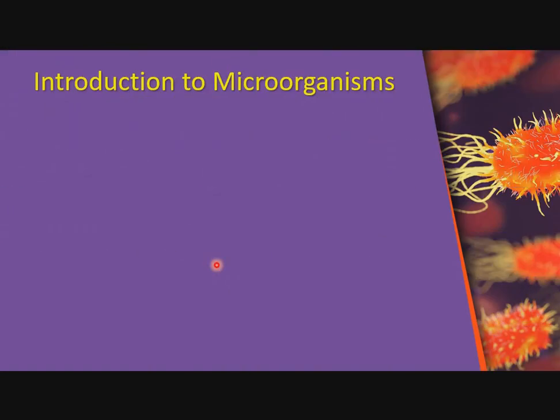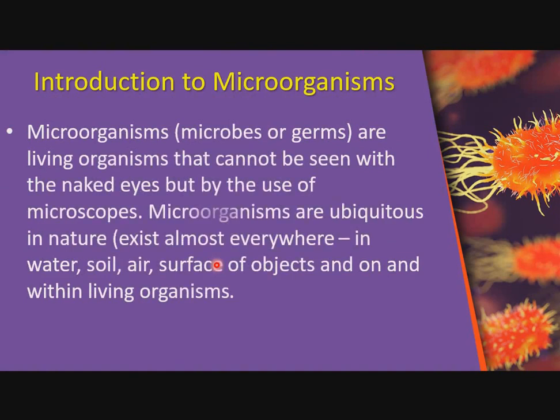And what are microorganisms? Microorganisms are living organisms that cannot be seen with the naked eye, but by the use of microscopes alone. We call them microbes or germs. They were first discovered by a scientist called Anthony van Leeuwenhoek in the year 1674. He used a simple microscope and discovered that rainwater collected from pools was full of little organisms. That brings about a branch of biology that deals with the study of microorganisms, called microbiology.